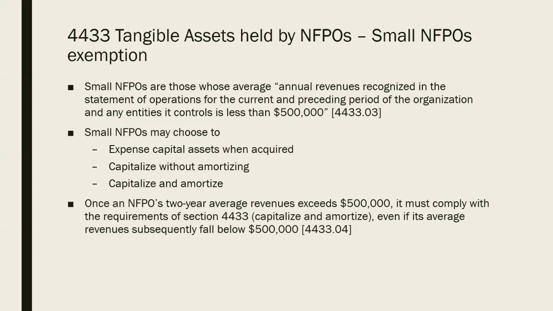So once a not-for-profit organization's 2-year average revenues exceed $500,000, it must comply with the requirements of Section 4433, which is capitalize and amortize, even if its average revenues later on fall below $500,000. So you cannot go back from being a not small not-for-profit organization to a small one. Okay, it's a one-time thing.